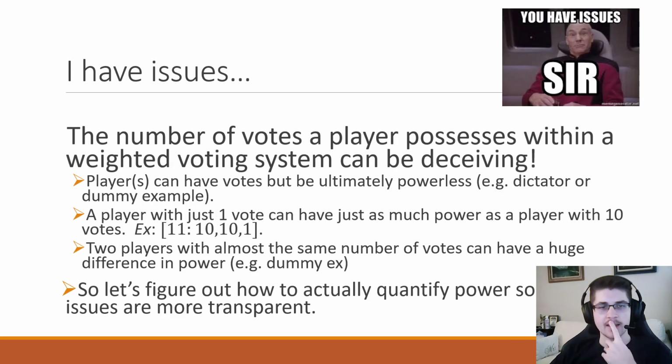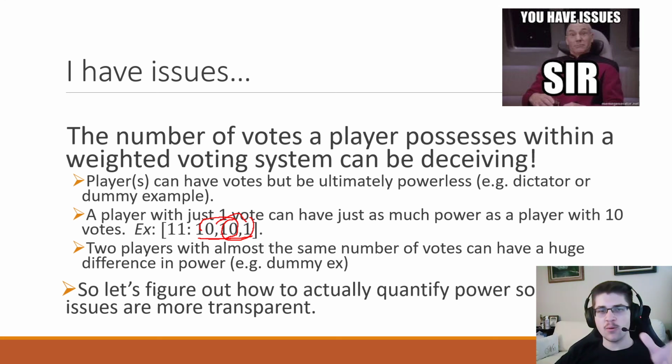Let's look at another situation in the slide. It says a player with 1 vote can have just as much power as a player with 10. If we look at this series of numbers, 10, 10, and 1, notice that the player with 1 vote is interchangeable with the player with 10 votes, because let's say players 1 and 2 said yes, they would pass the motion. But in the same situation, if players 2 and 3 or players 1 and 3 said yes, they would still pass the motion using those combinations.